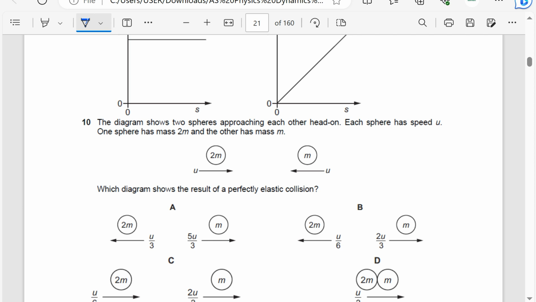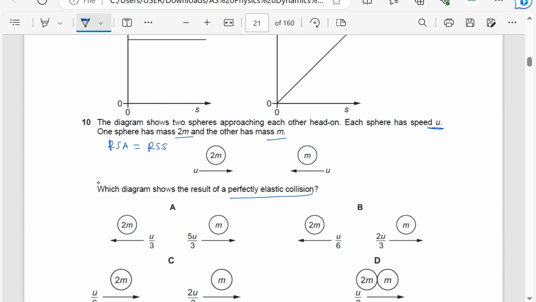The diagram shows two spheres approaching each other head-on. Each sphere has speed u. One sphere has mass 2m and the other has mass m. The diagram shows the result of a perfectly elastic collision. Remember, for a perfectly elastic collision, the relative speed of approach is the same as the relative speed of separation. They should be equal.